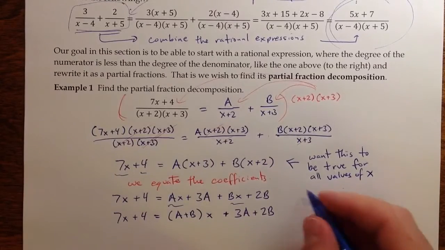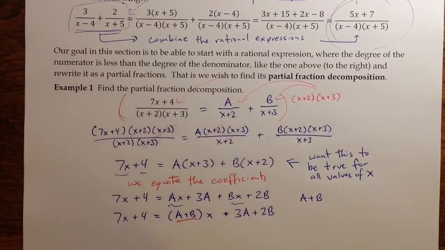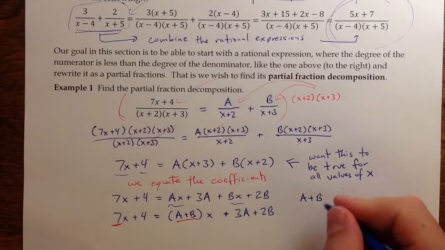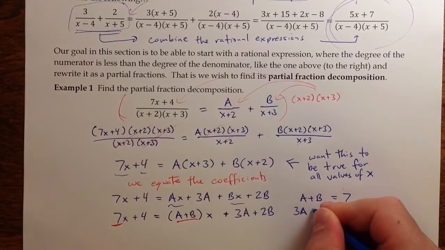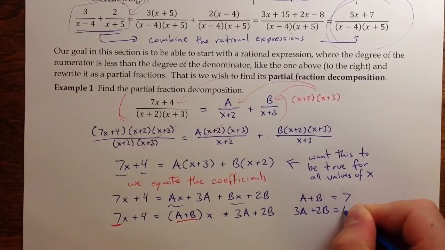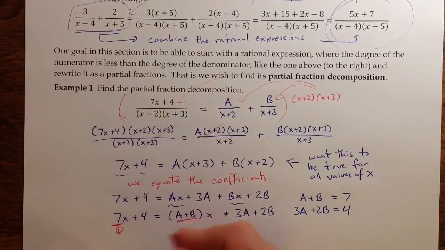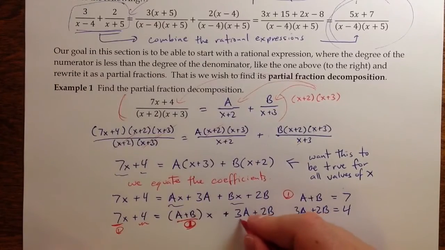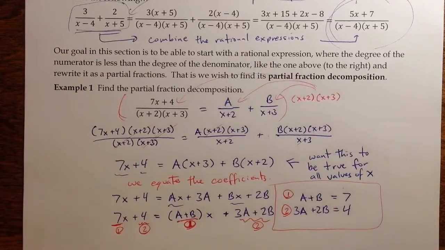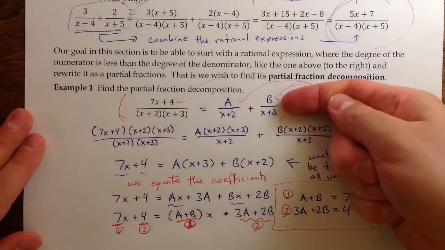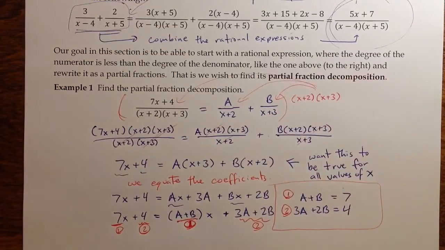And that means A plus B, the coefficient of x on the right-hand side, has to equal the coefficient of x on the left-hand side. So A plus B has to equal 7, and the constant part, 3A plus 2B, has to equal 4. So these two give us one equation, and the 4 and the constant part on the other side give us a second equation. If we can solve that system of equations for A and B, it'll give us the values that we need for the partial fraction decomposition.